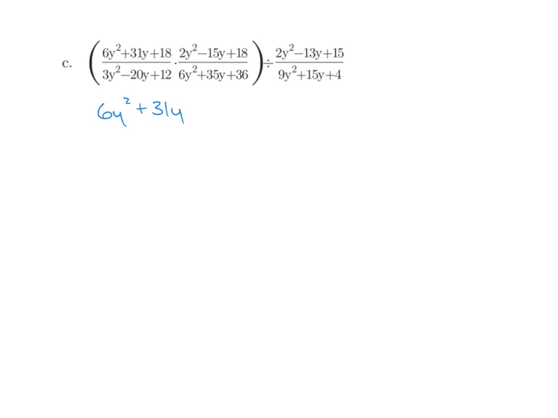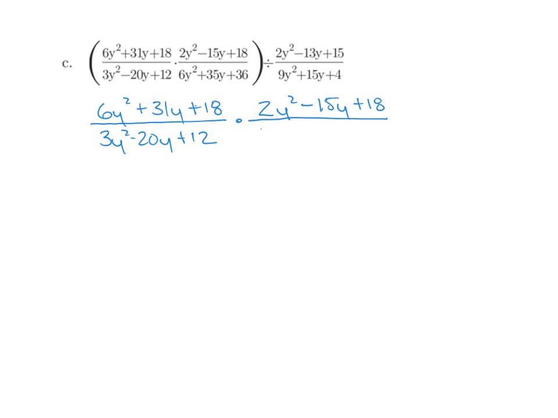We get 6y squared plus 31y plus 18 over 3y squared minus 20y plus 12, times 2y squared minus 15y plus 18 over 6y squared plus 35y plus 36.